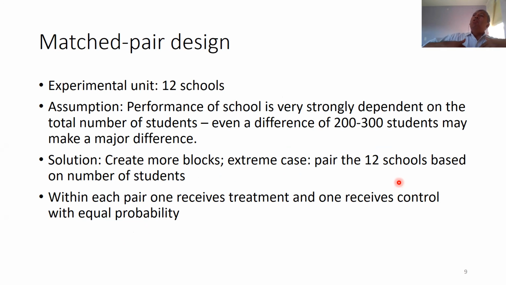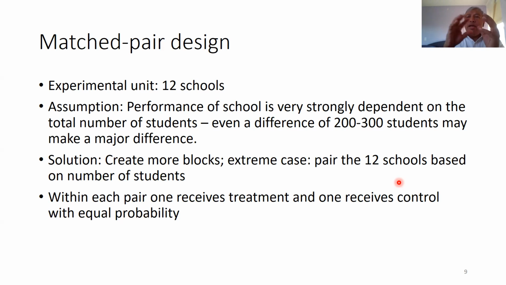We would like to create more blocks, right? More strata, and then make the comparison within these blocks, which would be more similar to each other with respect to that covariate, right? So in the extreme case, what we can do is we can pair the 12 schools, just like we do in the case of identical twins, right? So we take a school and find its identical twin in terms of the enrollment.